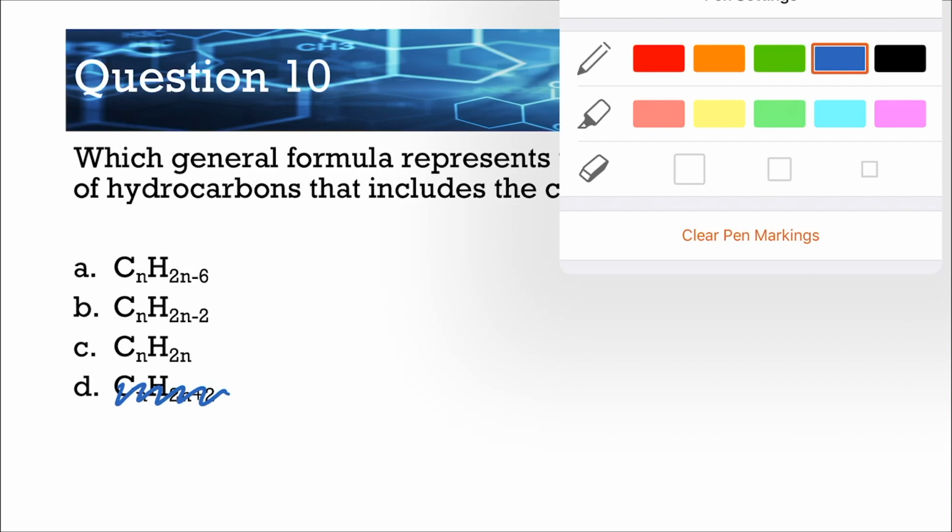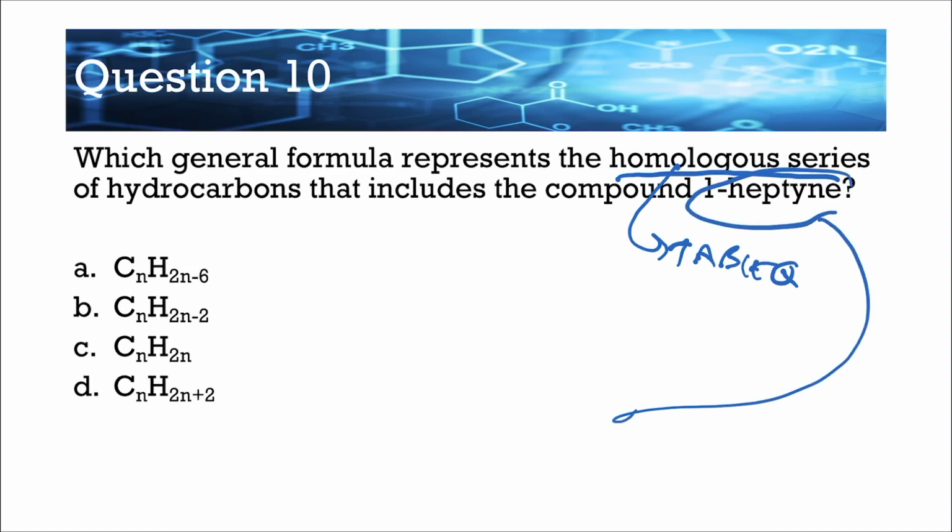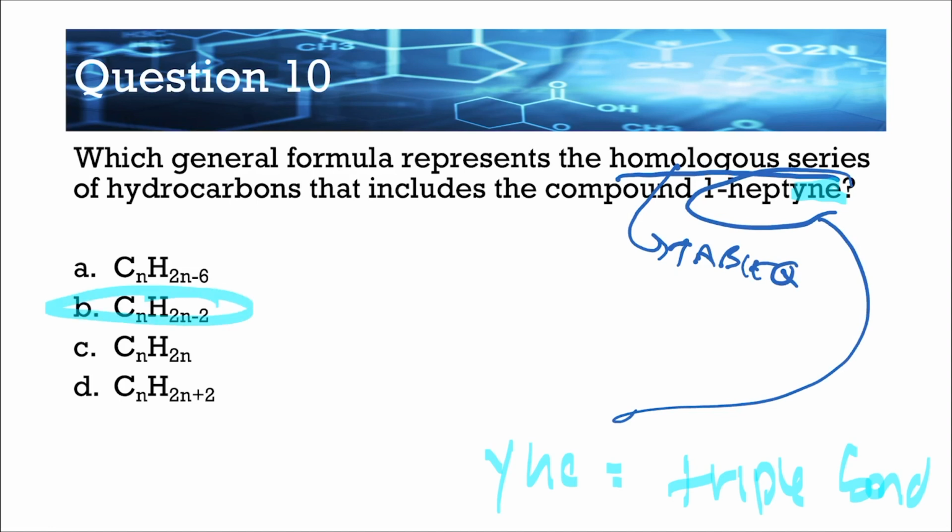Okay, number 10 says the homologous series, so that's table Q, of the hydrocarbons that include the compound 1-heptyne. So what I want you guys to focus on is the YNE ending. So YNE equals a triple bond. And then you want to figure out what formula that matches up with on table Q, and that is answer choice B.